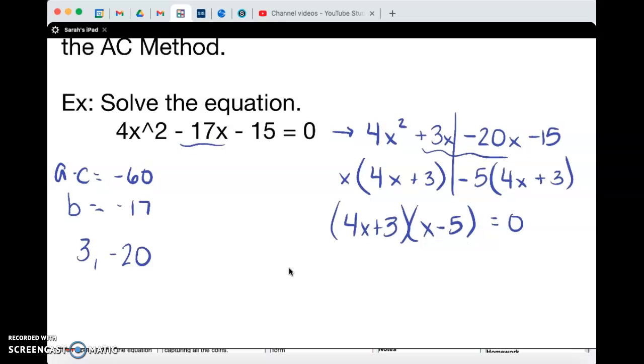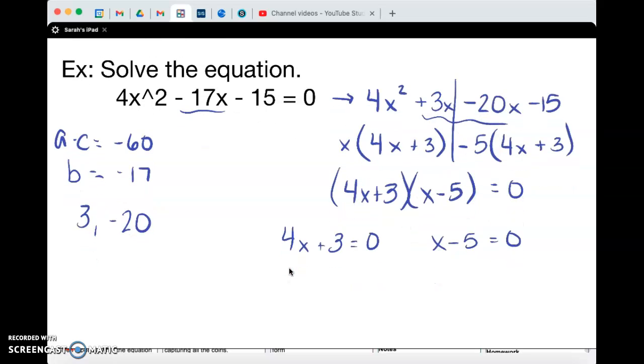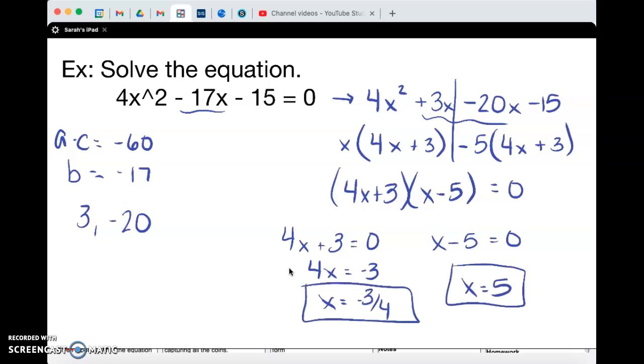Right. So now since it's equal to 0, we can set each part equal to 0. So 4x plus 3 equals 0, and x minus 5 equals 0. Then I could solve each of those separately. So 4x equals -3, so x equals -3/4. Yep. And x equals 5. So these are my two possible answers. Lovely. See, that's not too bad.